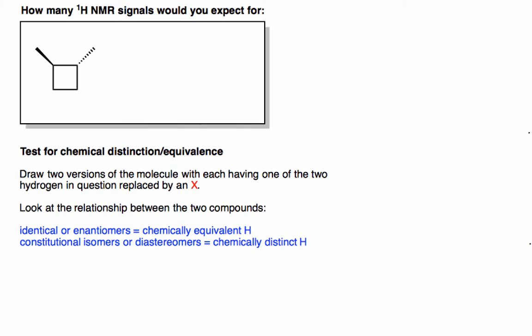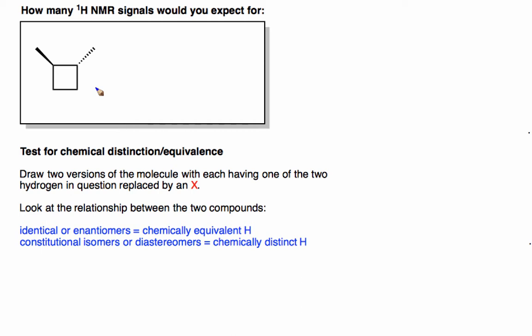In this problem, we want to look at this compound here, the dimethyl substituted cyclobutane, and figure out exactly how many proton NMR signals we would expect to see. And sometimes in compounds like this, it's a little bit tricky to just look at it and figure out the number of chemically equivalent or chemically different hydrogens.